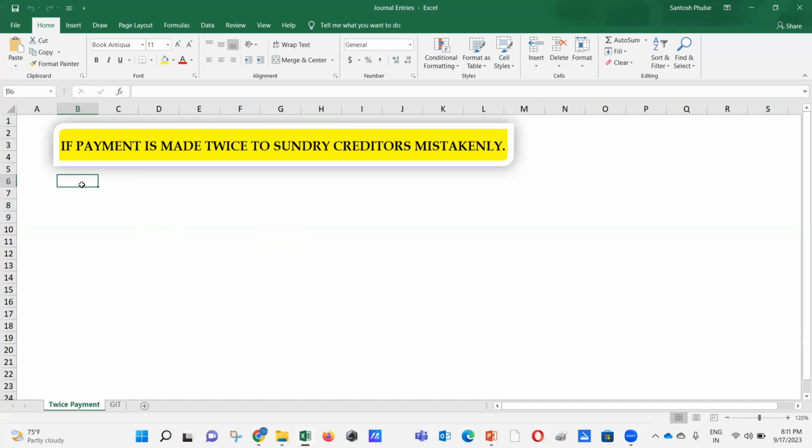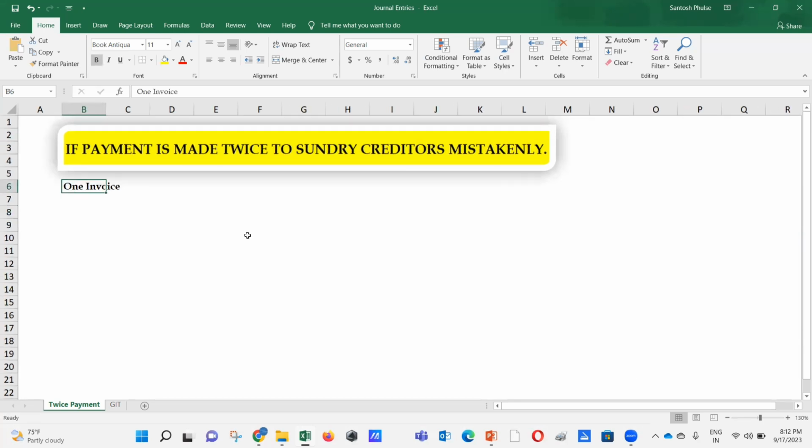Whenever such kinds of scenarios arise, you first have to think from the accounting standpoint: how it's going to impact accounting. Assuming first that you have only one invoice from your vendor, how are you going to present that, and how is it going to impact your accounting?